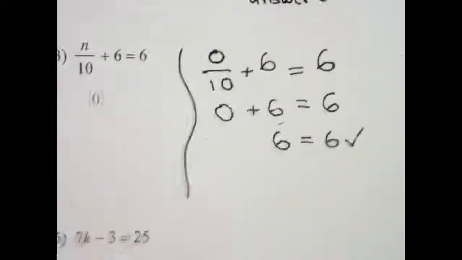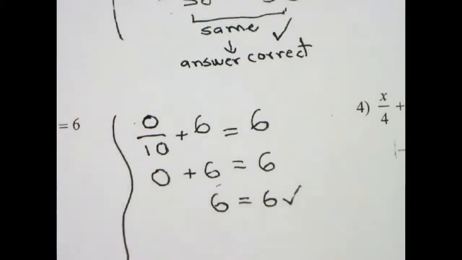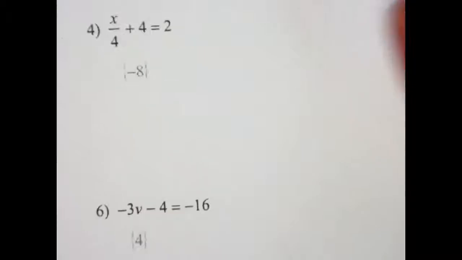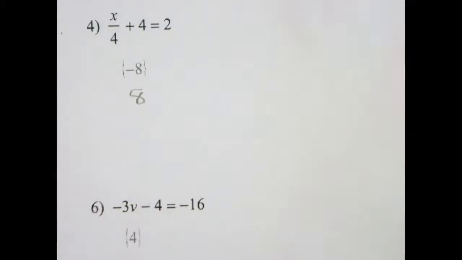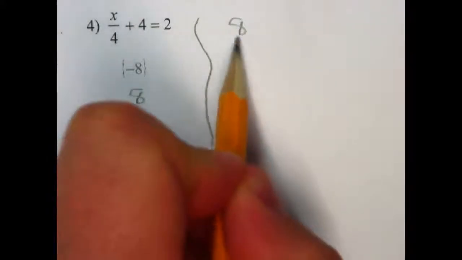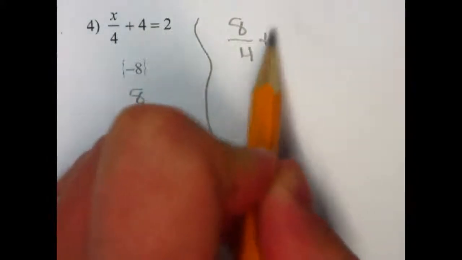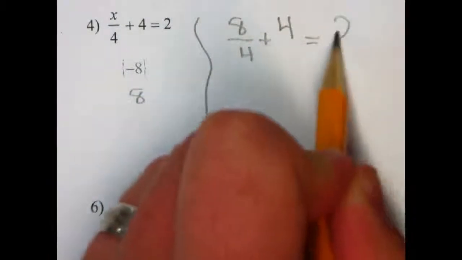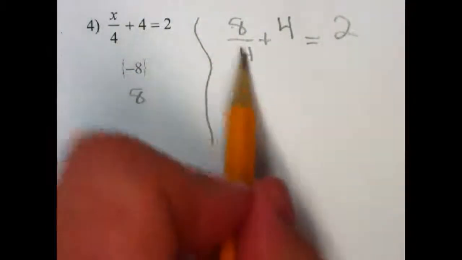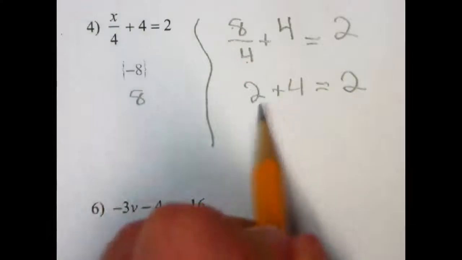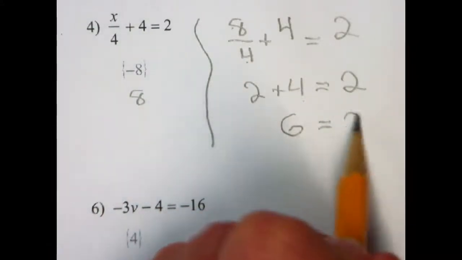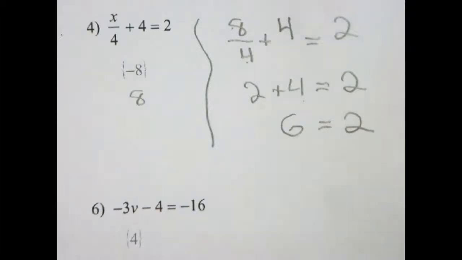Now, let me show you one more. What would it look like if you got the wrong answer? So let's say I tried 8. Don't write this down, but let's say if I tried 8, what would happen on my check? If I tried to put in positive 8, I would get 8 divided by 4 is 2, and 2 plus 4 is 6. You see how I don't get the same thing? That means your answer is wrong.